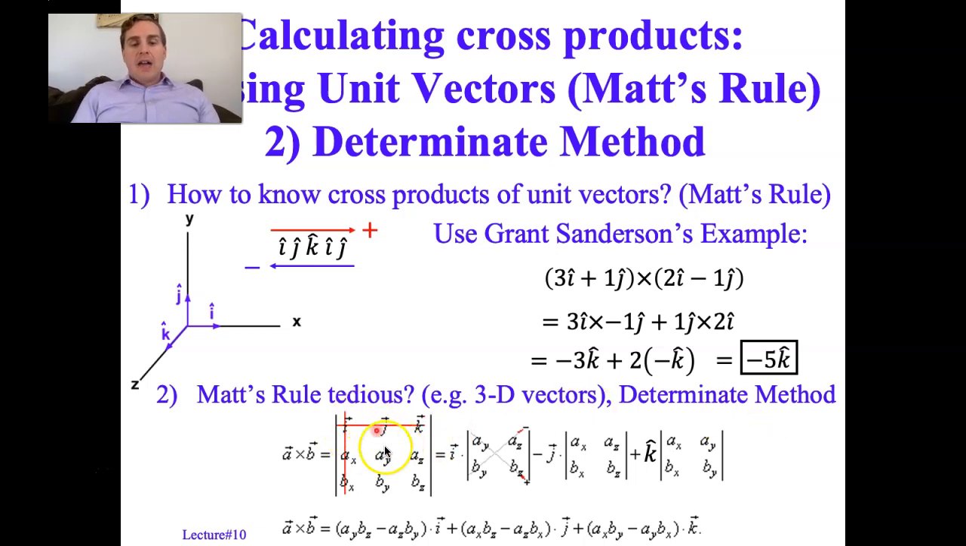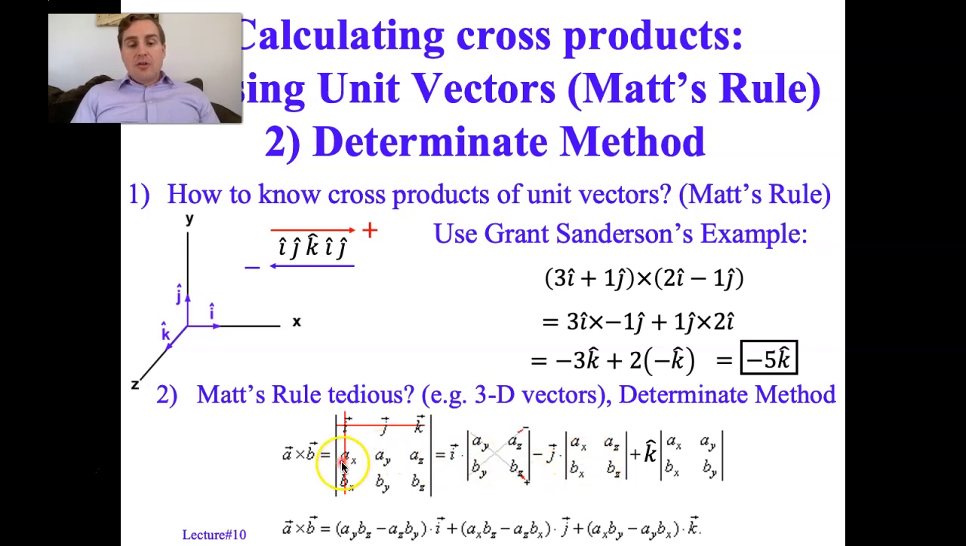You should take i hat, j hat, k hat along the top row of a 3x3 matrix. You should take the vector components of the first vector A and put them as the second row of the matrix, and then the vector components of the second vector B as the last row of the determinant. Now notice what you do is you basically cross out this column, cross out this row, but then you take i hat and then perform this 2x2 determinant. That is Ay times Bz minus Az times By, and then multiply that by i hat.